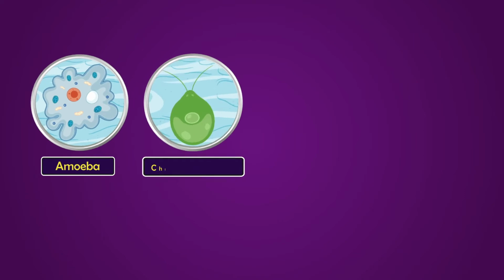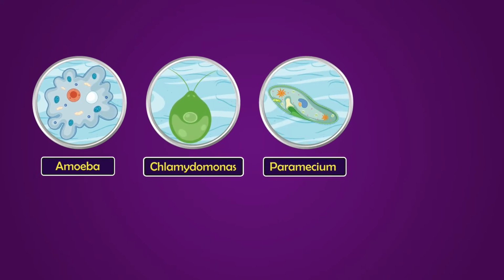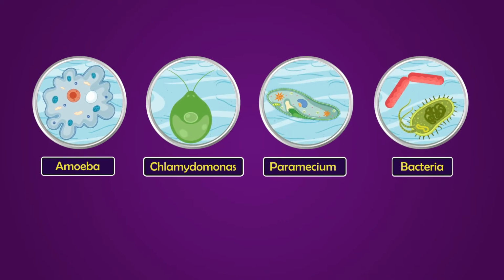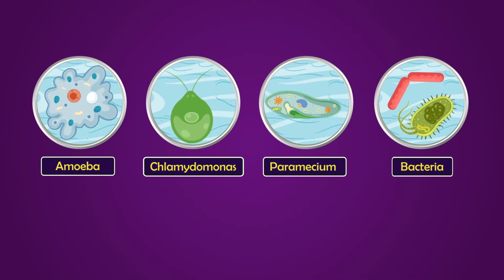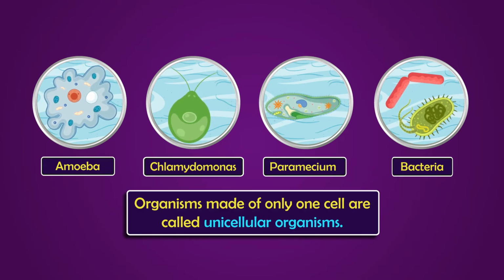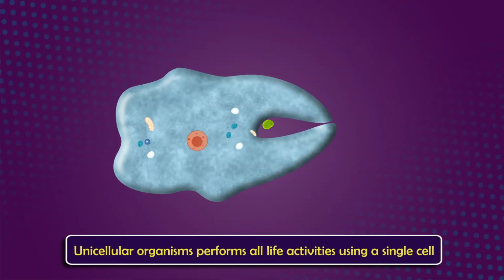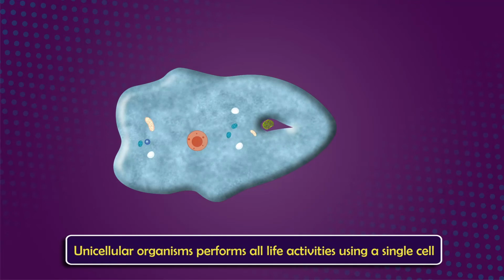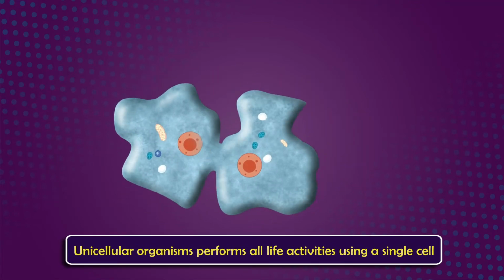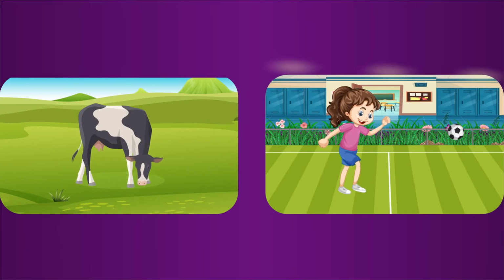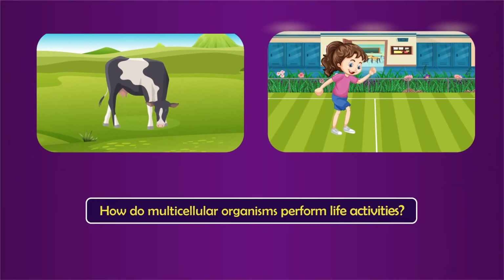However, in organisms like amoeba, chlamydomonas, paramecium, bacteria, etc., a single cell constitutes the whole organism, and they are called unicellular organisms. All the life activities in such organisms are performed by a single cell. Then, what about multicellular organisms? How do they perform life activities?